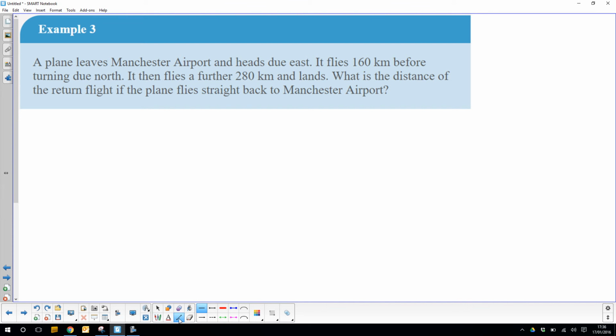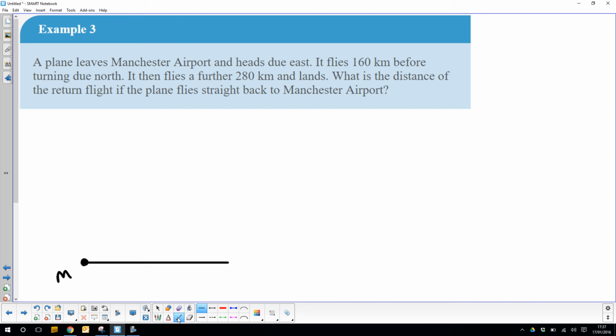So rather than try and do all this in my head, I'm just going to create a diagram, and it's going to be really basic. It says we start at Manchester Airport, we go east, then north. So I'm immediately thinking about where I'm going to start my sketch, and I'm going to start down here. And this is Manchester, so I'll just call that M.